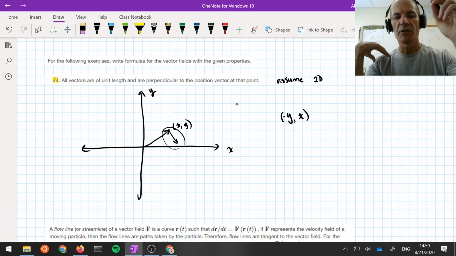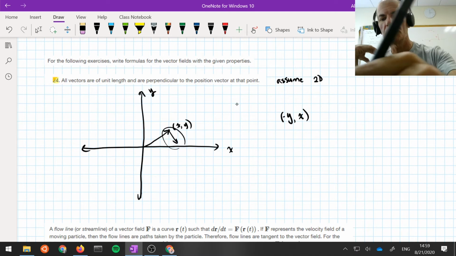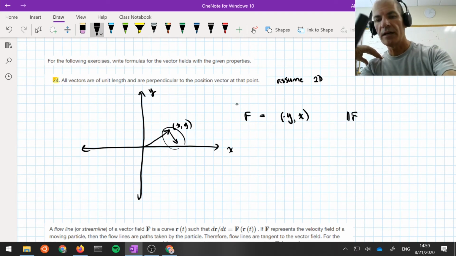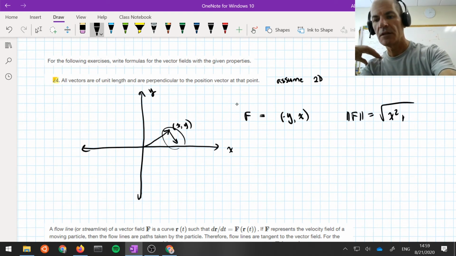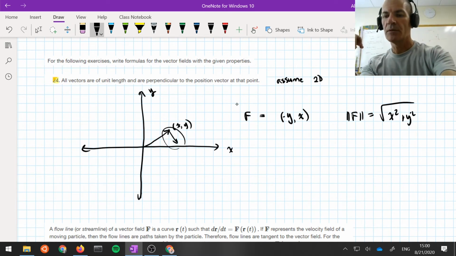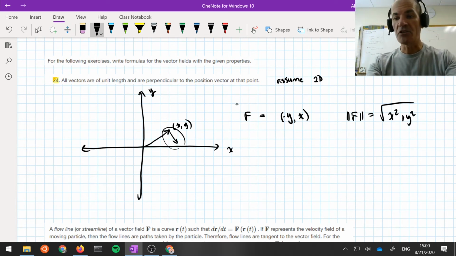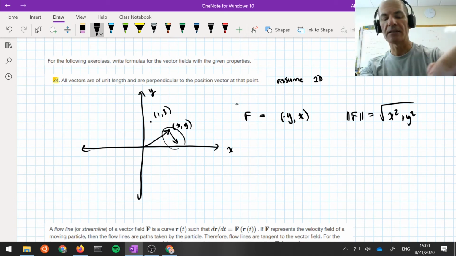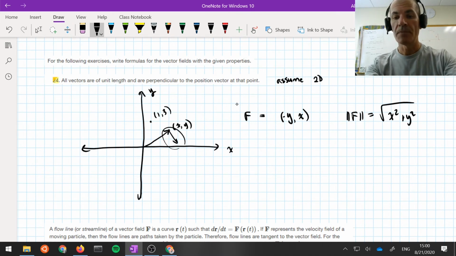Now, that's not a unit vector in general. You can compute the length of this vector. Let's call this f. The magnitude of f is just, like always, the square root of the sum of the squares. That's the square root of x squared plus y squared, and that's not generally going to be 1, right? If you're out here at, say, 1, 3, what's the magnitude at 1, 3? It's 1 squared plus 3 squared, that's 10, so the magnitude there would be the square root of 10, definitely not 1.